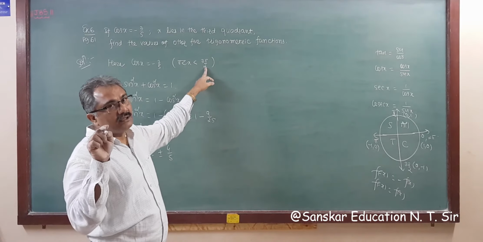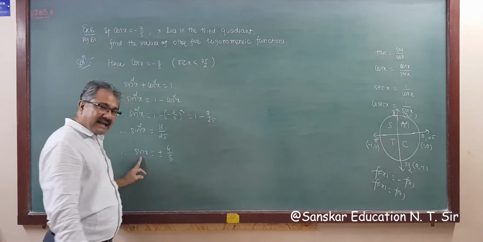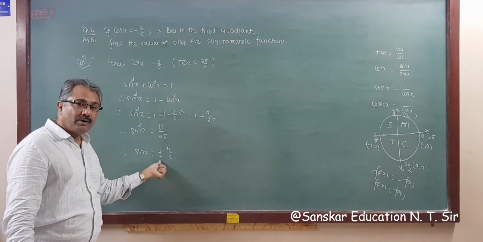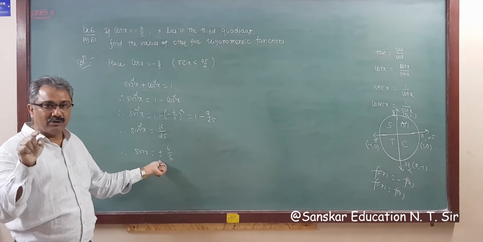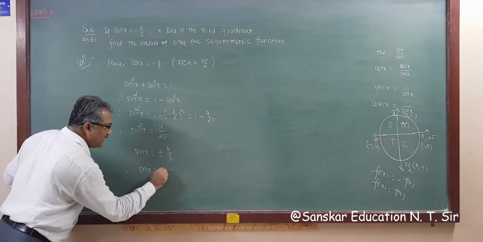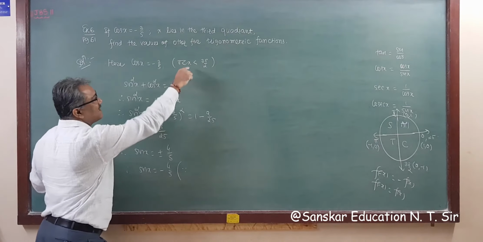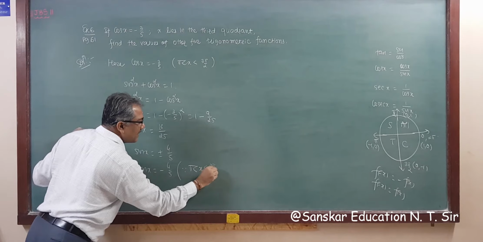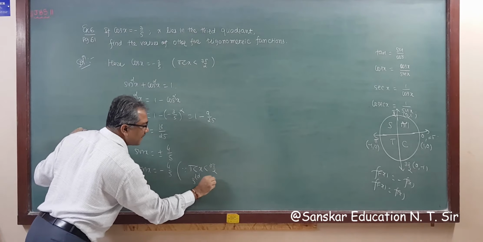So the angle is given in the third quadrant, and in the third quadrant sine is negative, so you have to take the value positive or negative? Negative. Yes, correct. You have to take the value negative. So sin x is equal to minus 4 by 5, because pi is less than x less than 3 pi by 2. Right? I am writing here third quadrant for your reference.